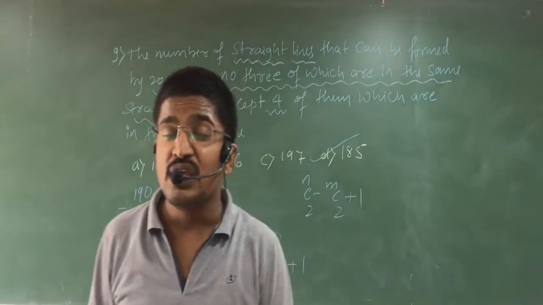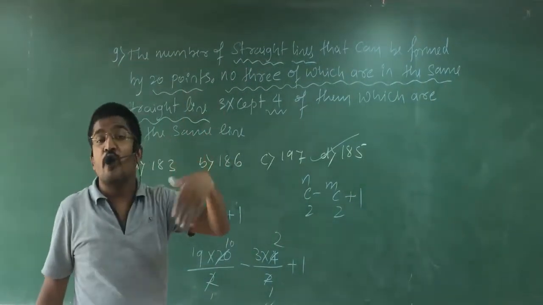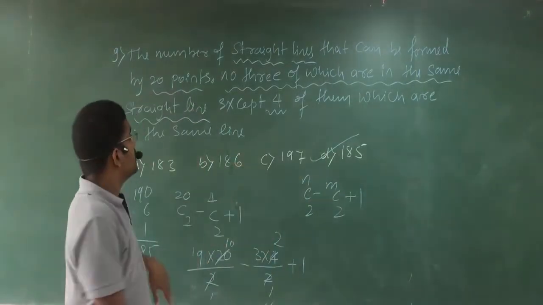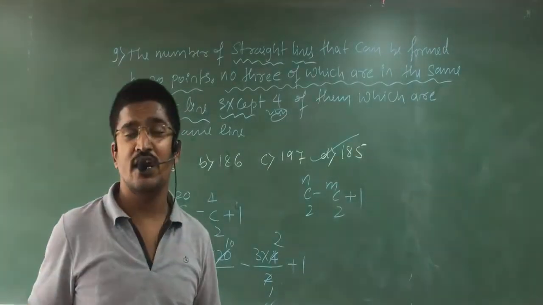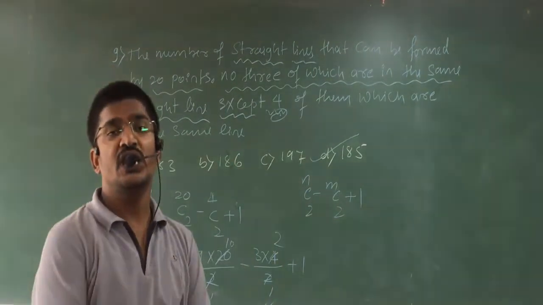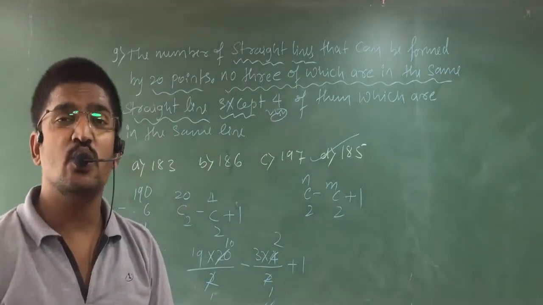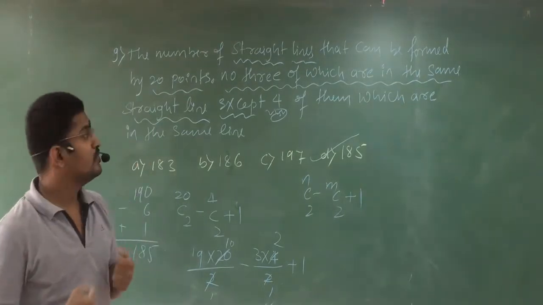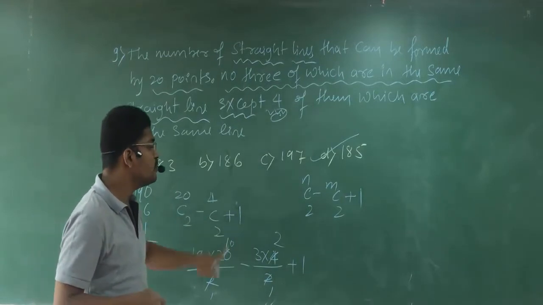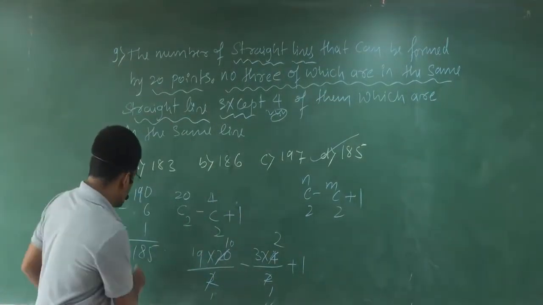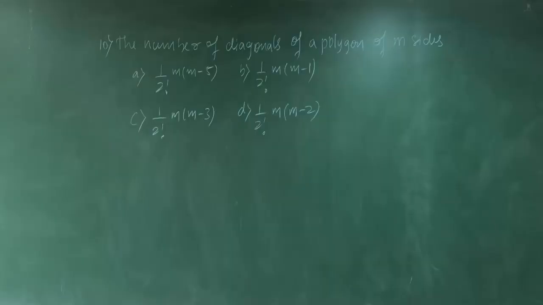Clear? No 3 points are on the same line means out of these 20, no points are on the same line except these 4. That means 4 points are collinear out of these 20. Like this, they are going to confuse you in your exam, so you have to be careful. Clear? So 20C2 minus 4C2 plus 1 will be equal to 185. Therefore, the answer is 185.